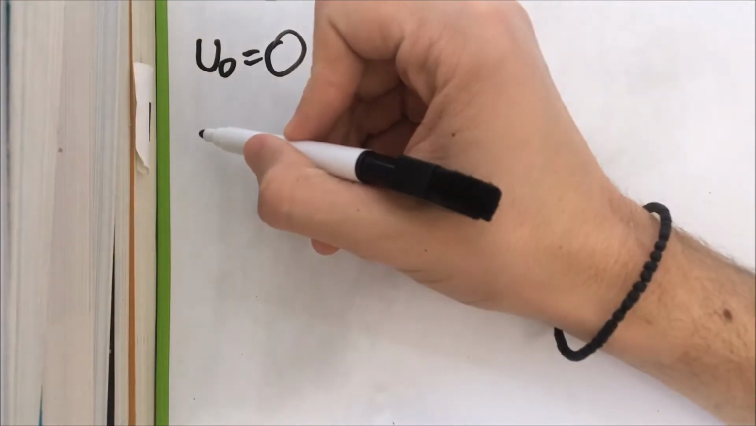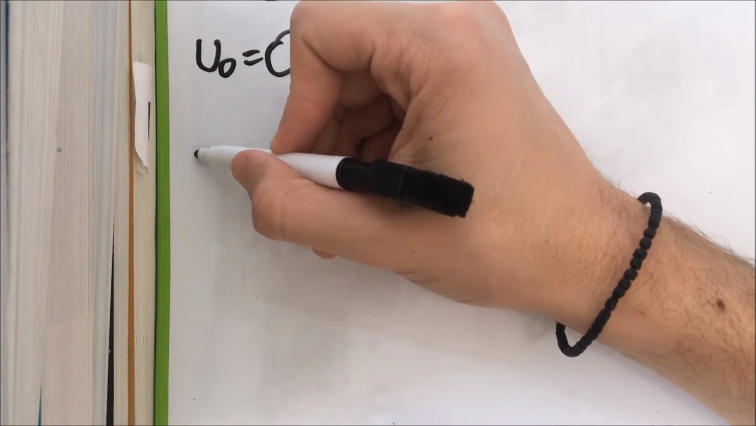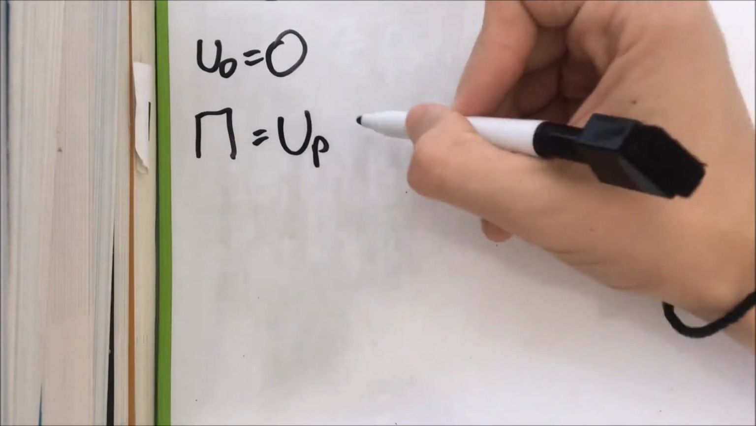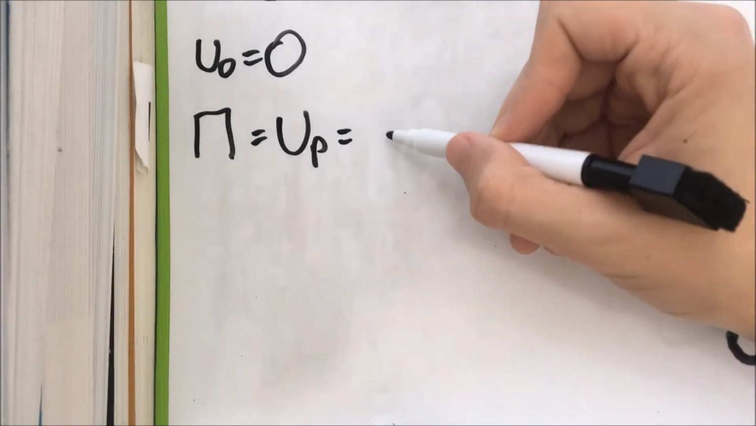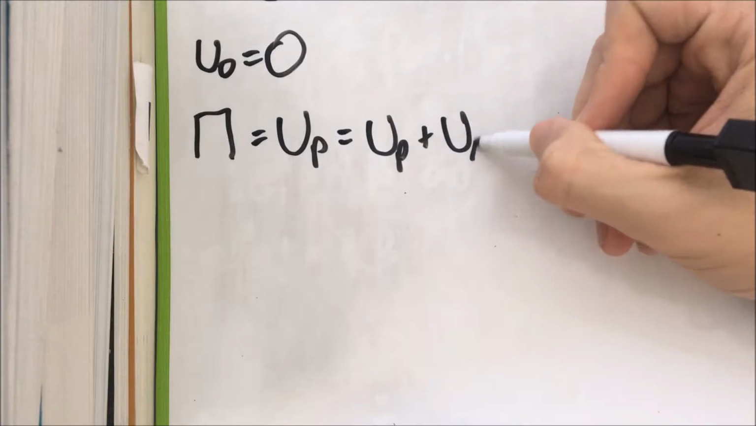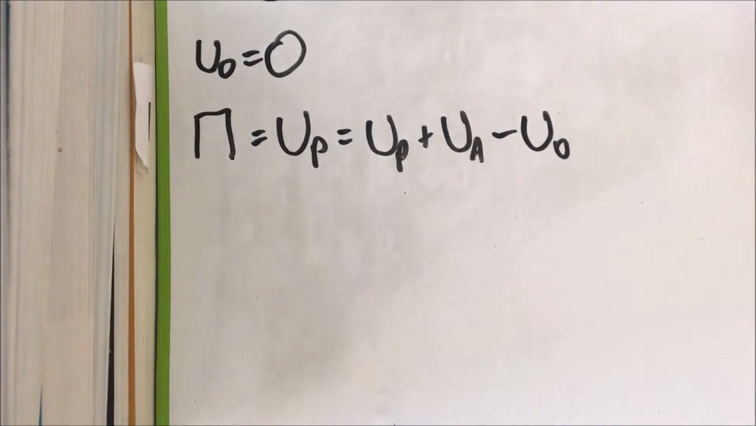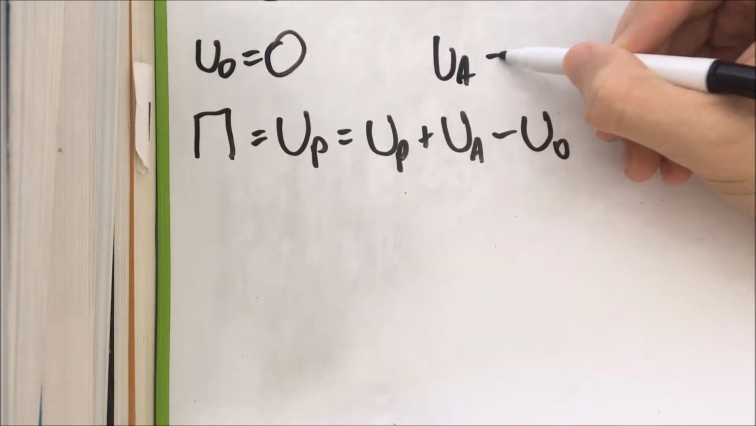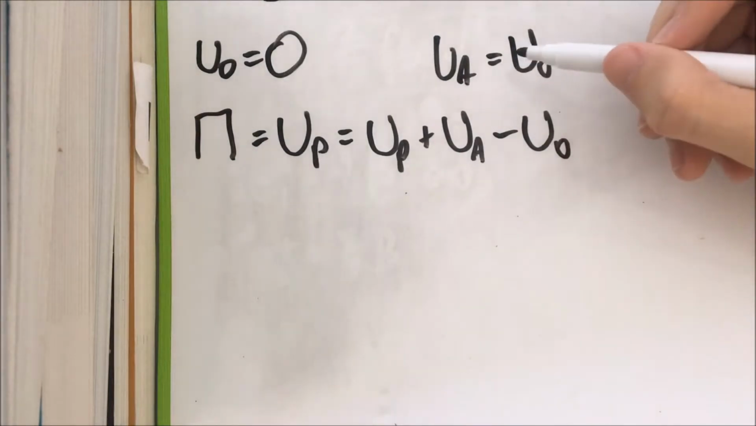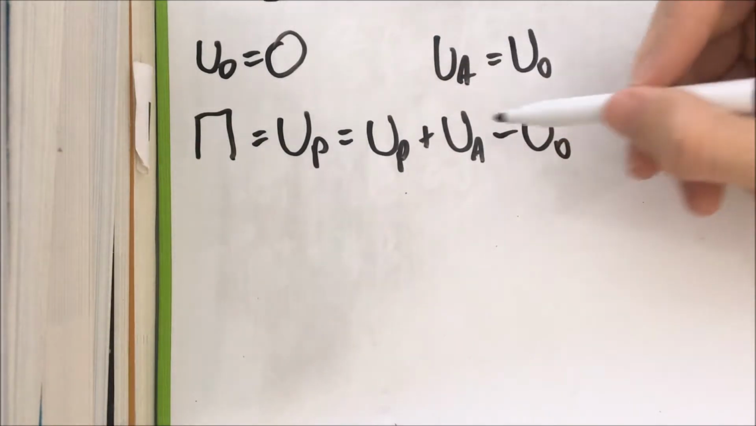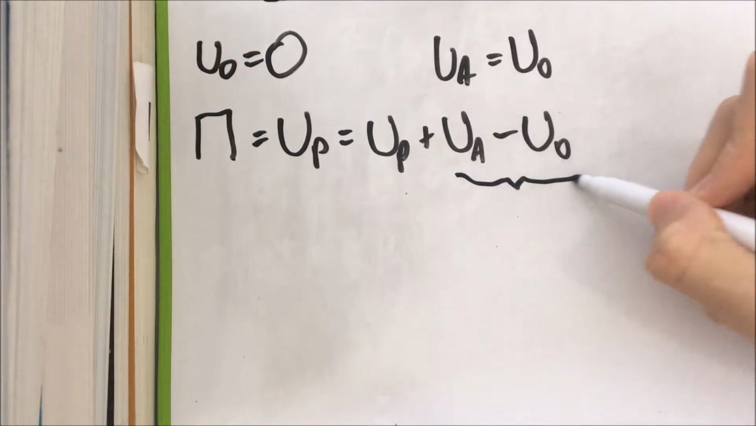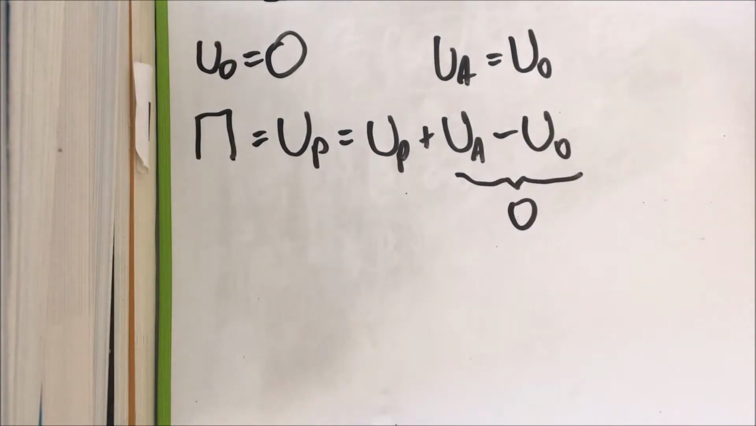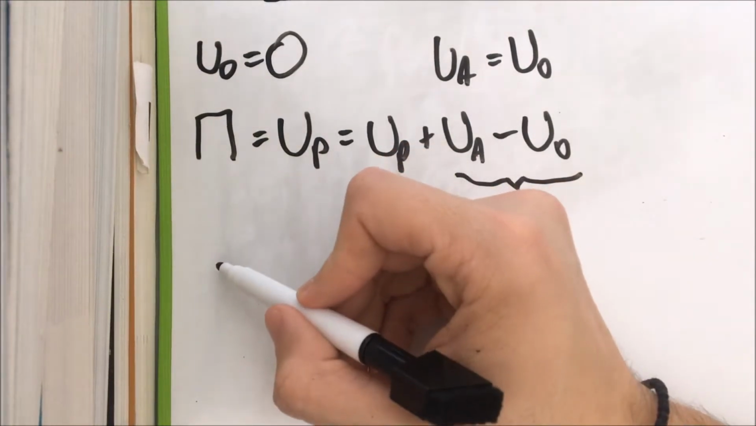Now, the way he can do that is by acting like the planner. So this is the planner's utility, but it will also equal the utility of the principal, because if you do this little trick, since the principal is going to make UA equal to UO to maximize his utility, that means that UA minus UO is going to equal 0. Which means if that's 0, then UP equals UP.